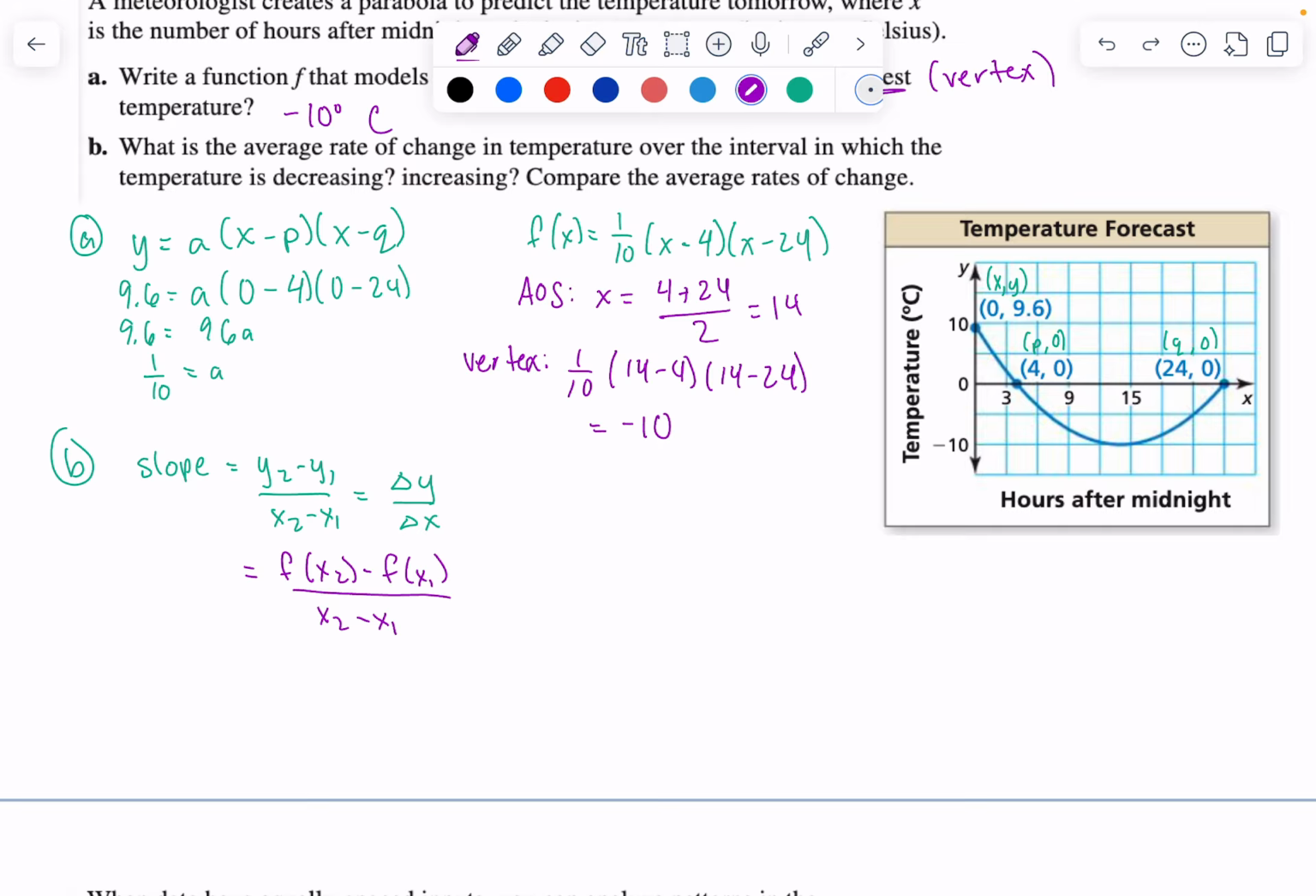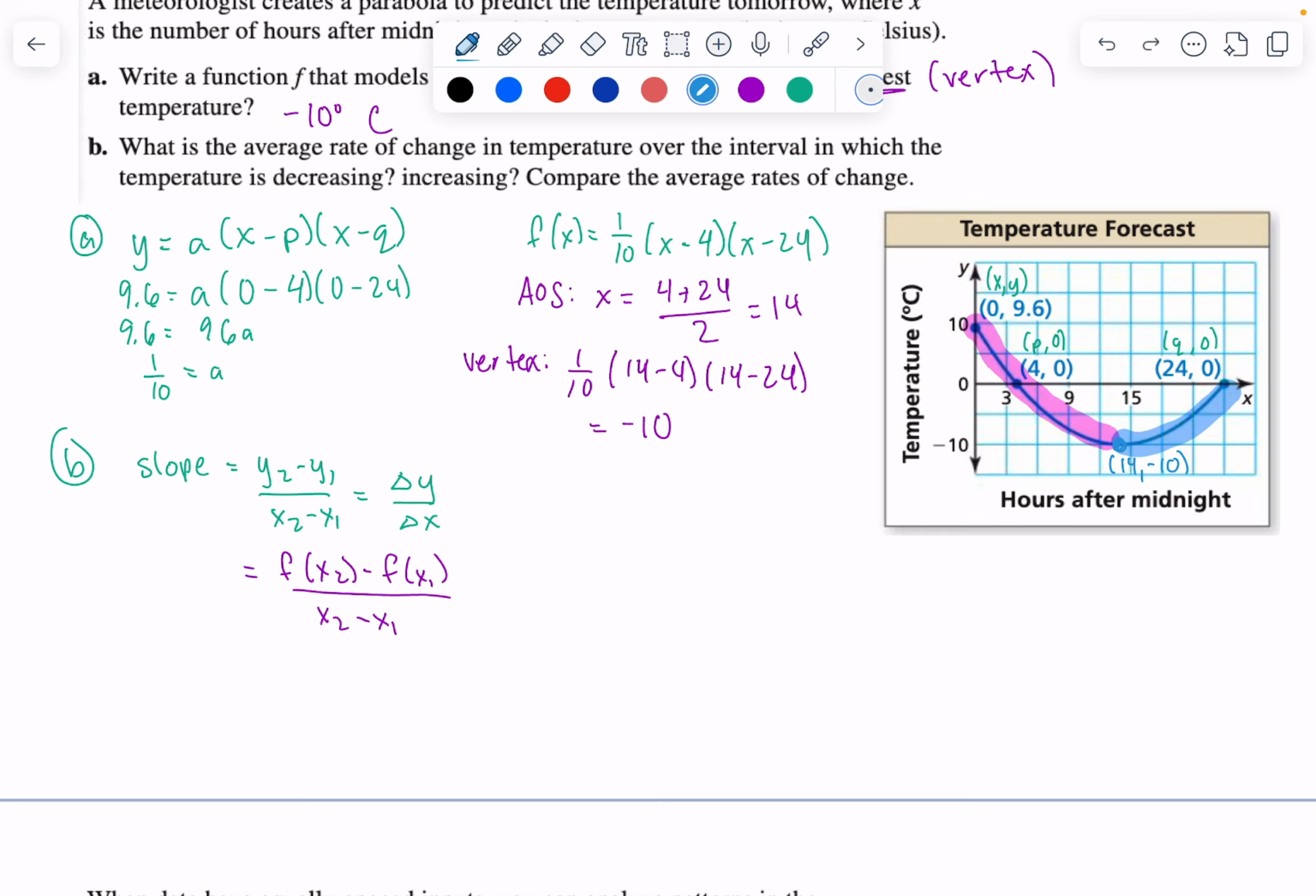Well, remember that if we are looking at this graph from left to right, the temperature is decreasing from here up until the vertex. So at the vertex, 14, -10, the temperature is decreasing. And then from here, the vertex, to the end, it is increasing. So if I want to compare the average rates of change, I will be using these points to calculate the slope.